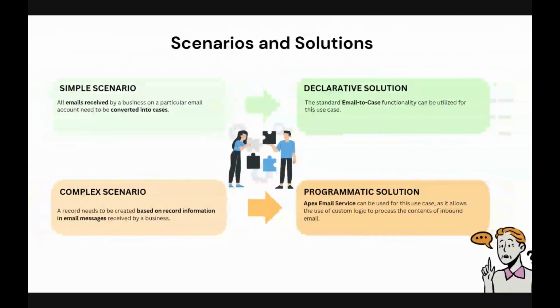For the next scenario, all emails received by a business on a particular email account need to be converted into cases. The standard email to case functionality can be utilized for this use case. For a complex scenario, a record needs to be created based on record information in an email message received by a business. You should go with the Apex email service as it allows the use of custom logic to process the contents of inbound email.